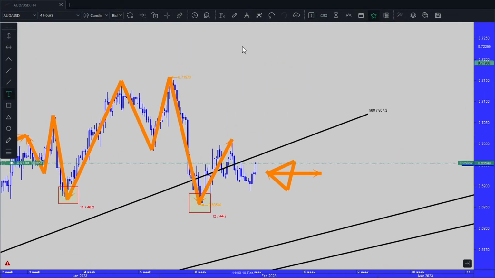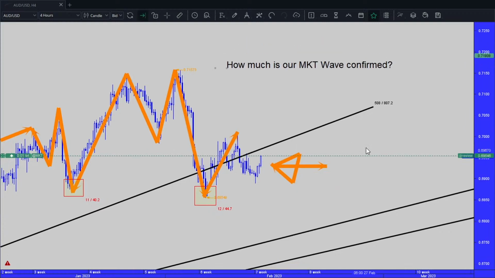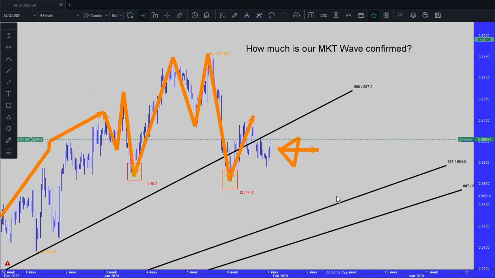Yes. How much is our market wave confirmed? Is it 100% confirmed? Is it 50% confirmed? Is it 75% confirmed? Wisdom says sell. 3. How much is our market wave confirmed? 75. 75, very good. What does this mean to a trader?